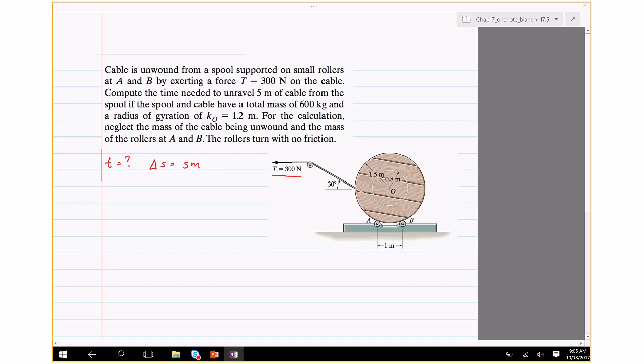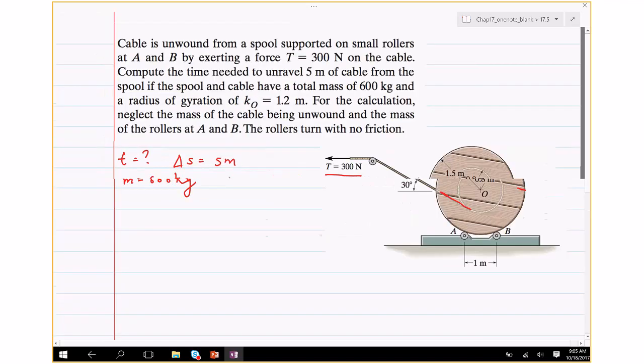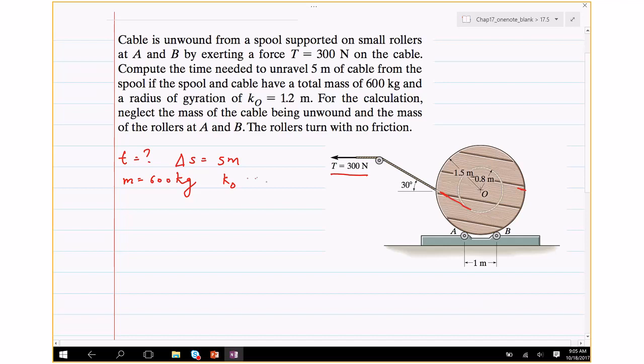If the spool and cable, so this is the spool, this is the cable, have a total mass of 600 kilograms, and the radius of gyration is 1.2 meters. For the calculation, neglect the mass of the cable being unwound and the mass of the rollers at A and B. The rollers turn with no friction.